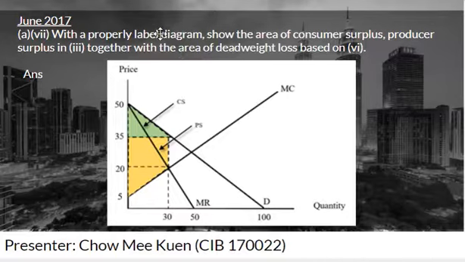So last one, with a properly labeled diagram, show the area of consumer surplus and producer surplus in the third Roman together with the area of deadweight loss based on the fourth Roman. So by looking at this graph, the green shaded region represents the consumer surplus, and this yellow region represents the producer surplus, and this blank area here represents the deadweight loss. So that's all for these questions.